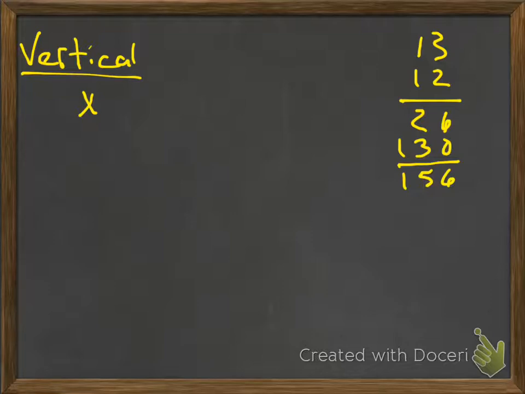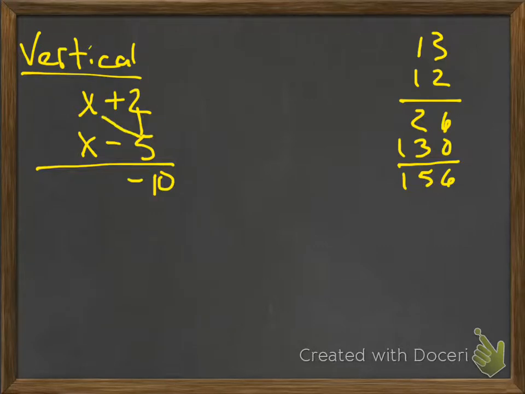All right, same idea. Okay, x plus 2 times x minus 5. Notice how I've written them one on top of the other. So your first one, do 2 times negative 5, or negative 5 times 2, which is negative 10. Then we do negative 5 times x, same way that we did 2 times 3, 2 times 1. Negative 5 times x is negative 5x.